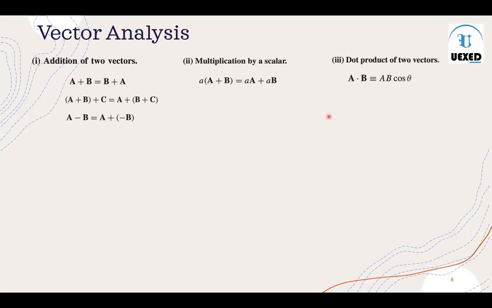In the dot product, you have A dot B, which can be represented as AB cos theta, which we know very well, because A and B make an angle theta, and then you can represent the dot product, the scalar product, as AB cos theta.